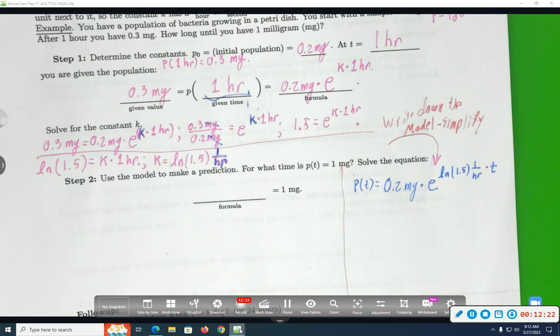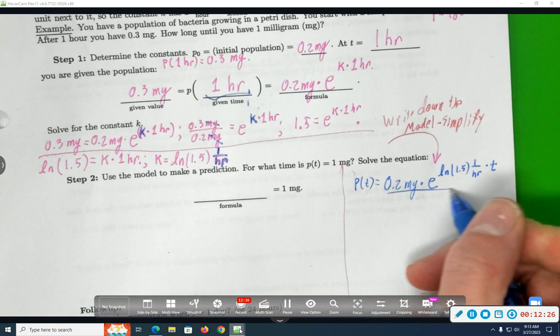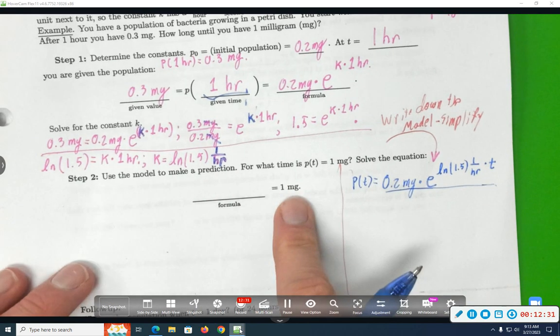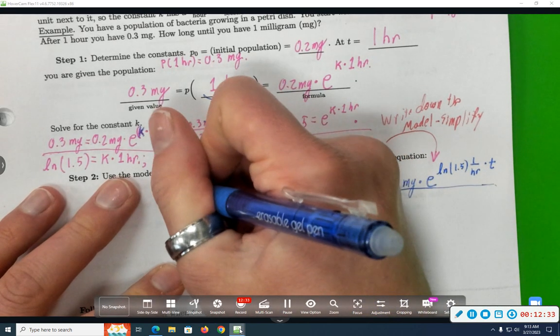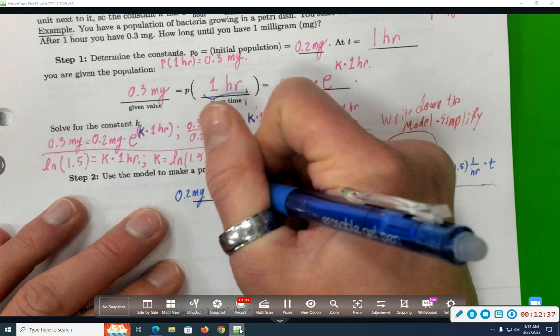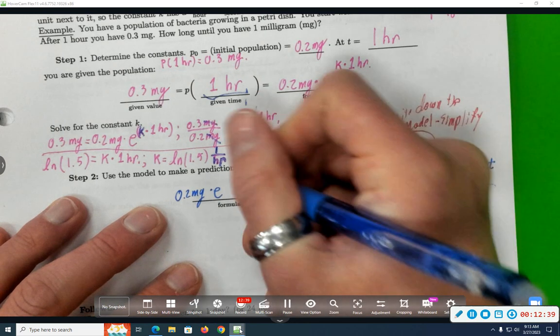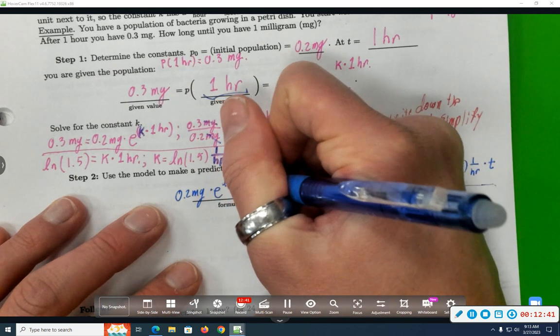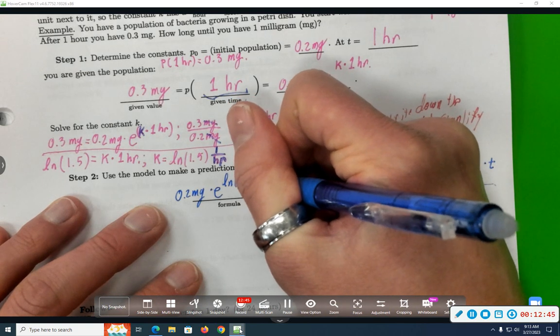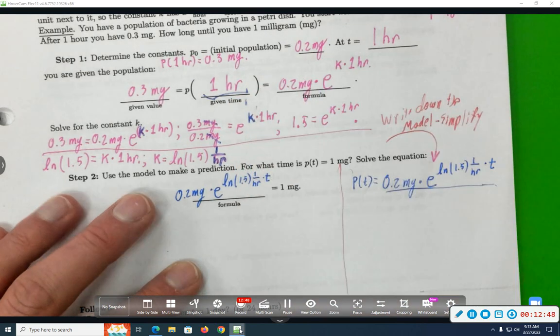We want to know when the formula that we now have for the population of bacteria is equal to 1 milligram. So 0.2 milligrams times e to the ln of 1.5, 1 over an hour, times t.